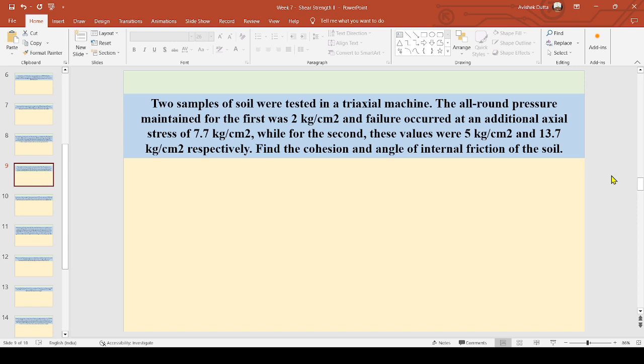So, in a triaxial test of two soils, the first case, the all-round pressure, that is the confining pressure, was 2 kg per centimeter square and at an additional axial pressure of 7.7 kg per cm square, failure occurred. While for the second, the all-round pressure or the cell pressure was 5 kg per cm square and at an additional axial stress of 13.7 kg per cm square, the failure occurred. We have to find out the cohesion and angle of internal friction of the soil.